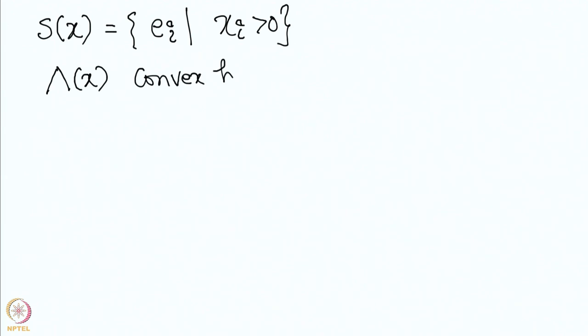Now, there are some interesting consequences of this definition. Let me recall the definition of the support of a mixed strategy: it is nothing but all pure strategies ei such that xi is greater than 0. Support of a mixed strategy is nothing but the pure strategies which are played with positive probability. Let us say lambda x is the convex hull of Sx. So lambda x is the convex hull of all the pure strategies which have a positive probability in x.